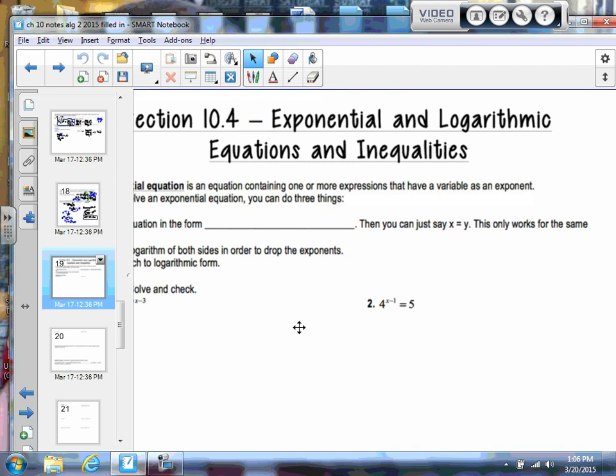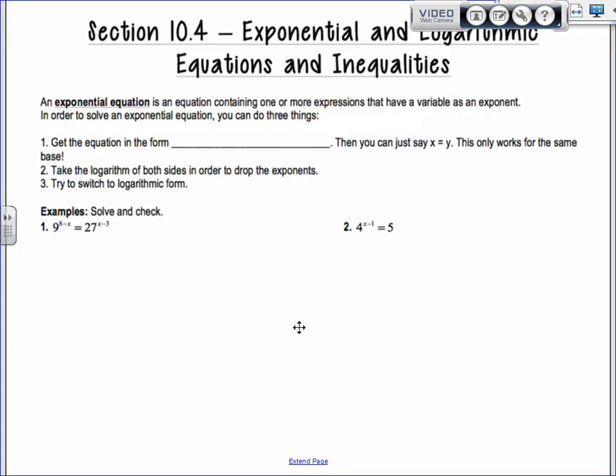So section 10.4 is on exponential and logarithmic equations and inequalities. So you guys struggled through 10.3. You switched forms. You didn't like it. There are going to be some other ways to do this instead of switching forms every single time.